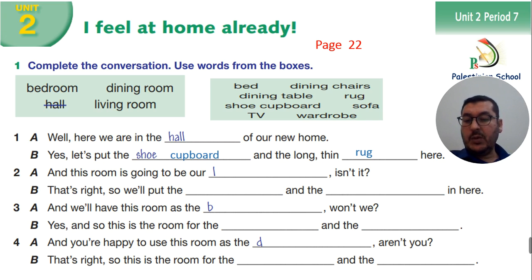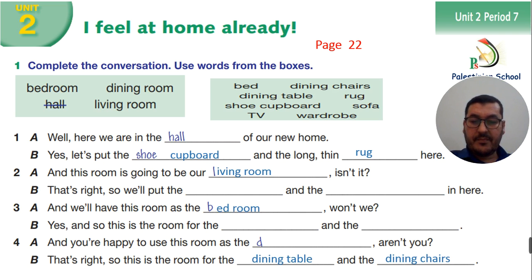Number 3, and we will have this room as the bedroom, won't we? Yes. And so this is the room for the bedroom. What do we put? We can put the bed and wardrobe. Number 4, and you're happy to use this room as the dining room, aren't you? That's right. So this is the room for the dining table and the dining chairs.